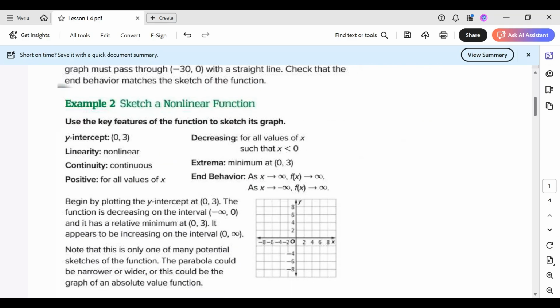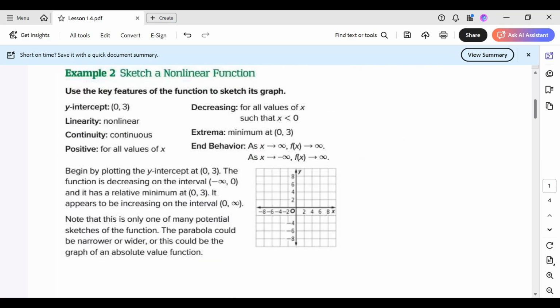On example 2, it says, sketch a nonlinear function. First thing is use the key features of the function to sketch its graph. The first thing we notice, it wants us to plot the y-intercept. So the y-intercept says it is (0, 3). So on the graph, we're plotting a point at (0, 3). So it's between 0, 2, and 4. There's my y-intercept. It's plotted.